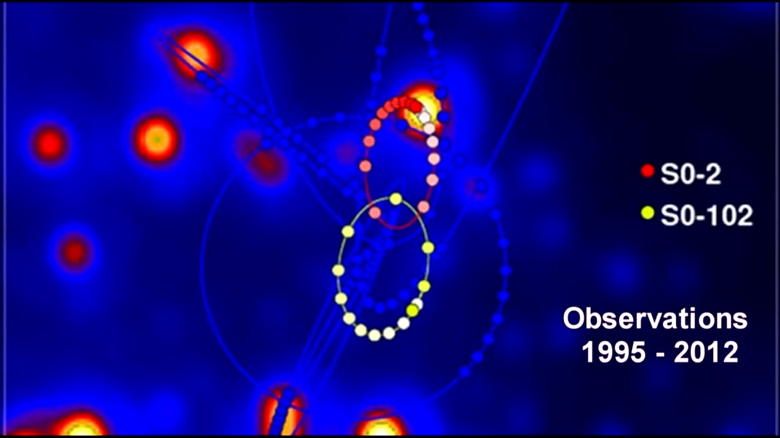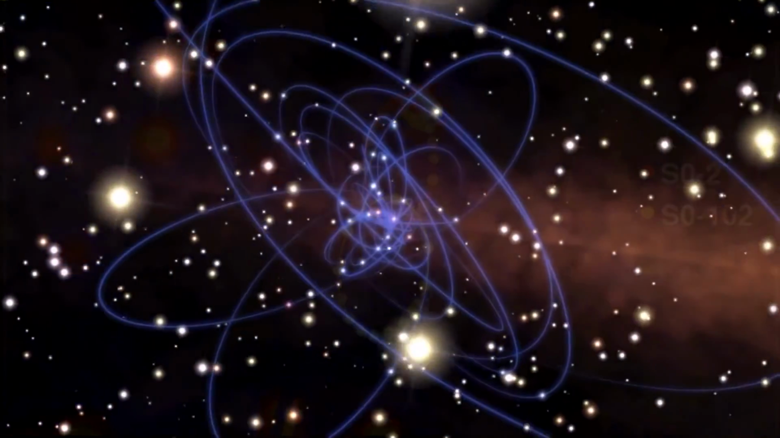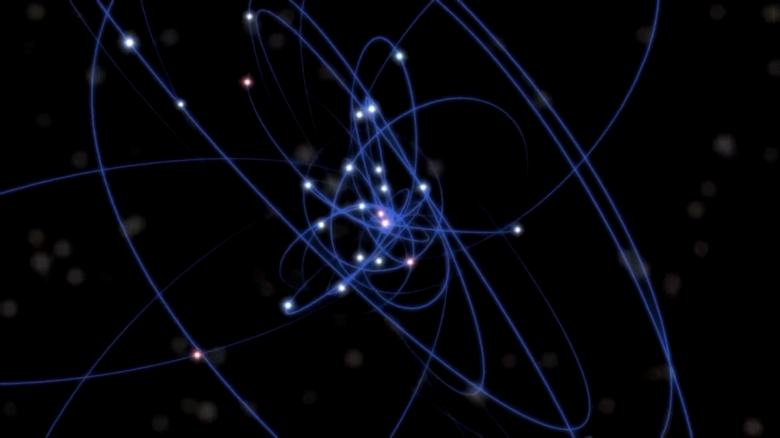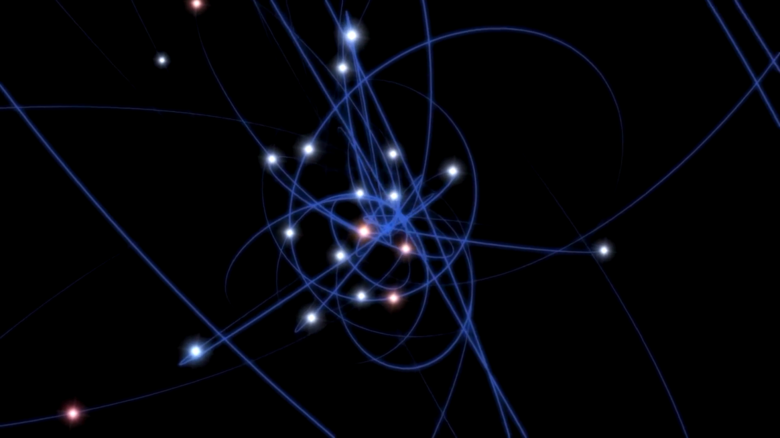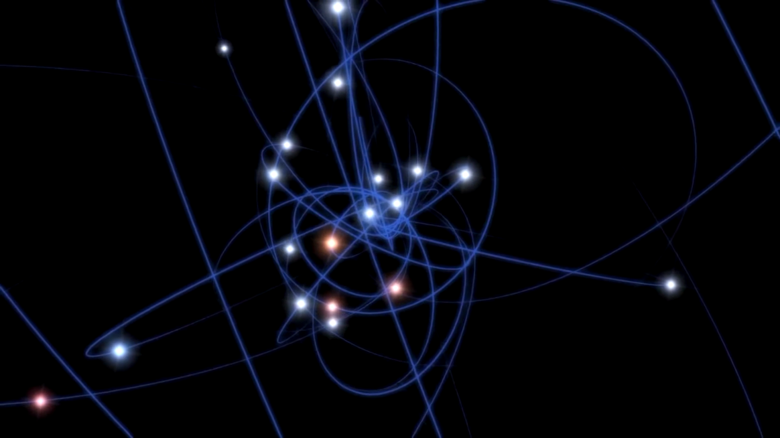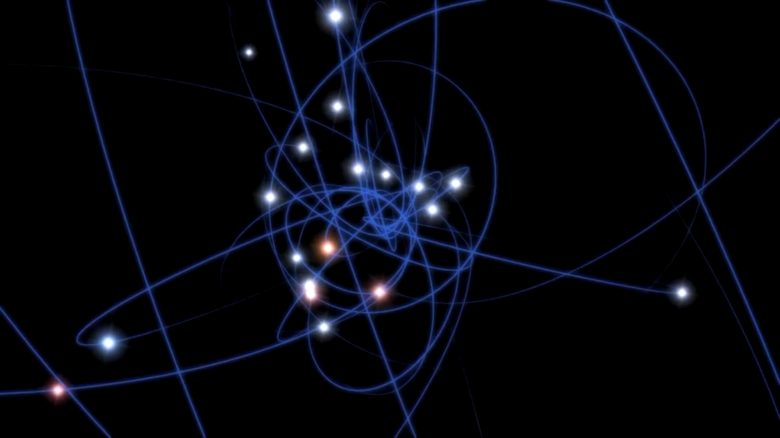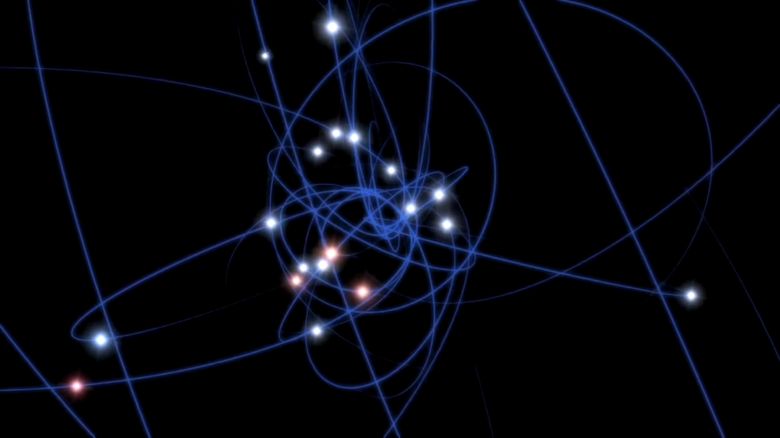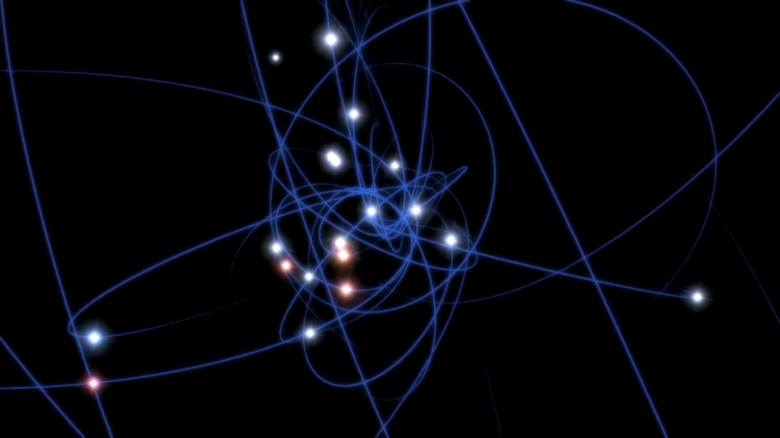In 2002, S2 made its closest approach to Sag A star. If Sag A star were a cluster, S2's orbit would wobble. It did not wobble. This was the final proof point. 1,500 years after Copernicus put the Sun at the center of our solar system, this team identified Sagittarius A star as a supermassive black hole at the center of our galaxy.